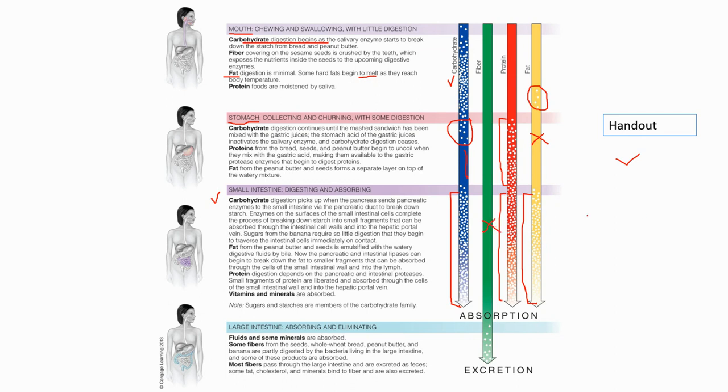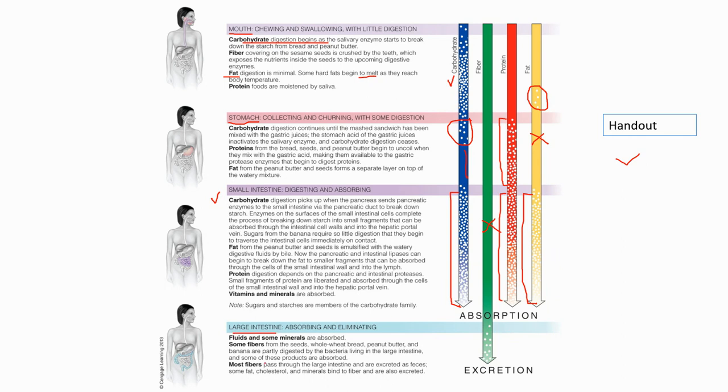Remember, fiber is made up of cellulose, and when we talked about back in chapter 2, cellulose was a type of carbohydrate that we cannot break down. So fiber doesn't get broken down at all, but is necessary for the health of the small intestine and the digestive system.